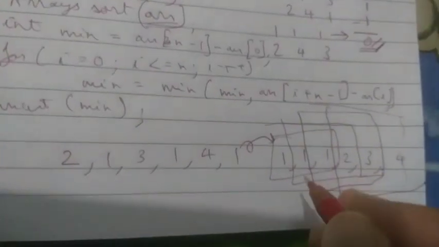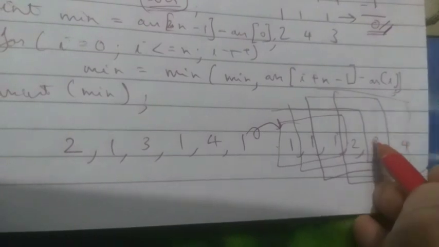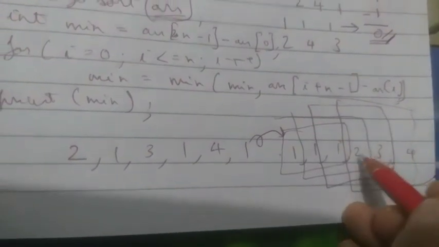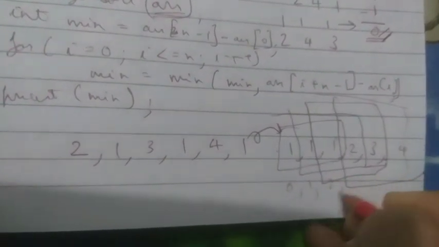So over here, 1 minus 1 is 0, and 2 minus 1 is 1, 3 minus 1 is 2, and 4 minus 2 is 2. So the minimum of 0, 1, 2 and 2 is 0.